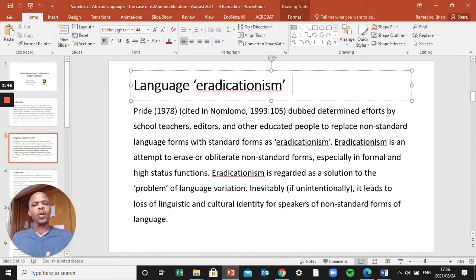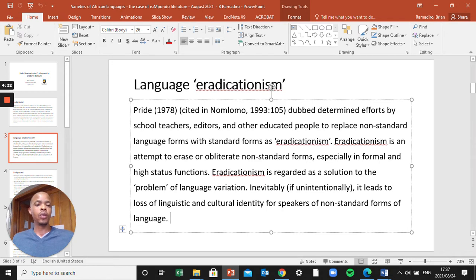These practices of eradicationism are regarded by those that practice them as a solution to the so-called problem of language variation. So people that regard language variation or diversity as a problem try to resolve it by eradicating these differences. Of course, inevitably, these practices, even if unintentional, often lead to linguistic loss by speakers of non-standard, non-written varieties, but also to cultural loss of identity, and it can cause many psychological and emotional problems for speakers of minority varieties.